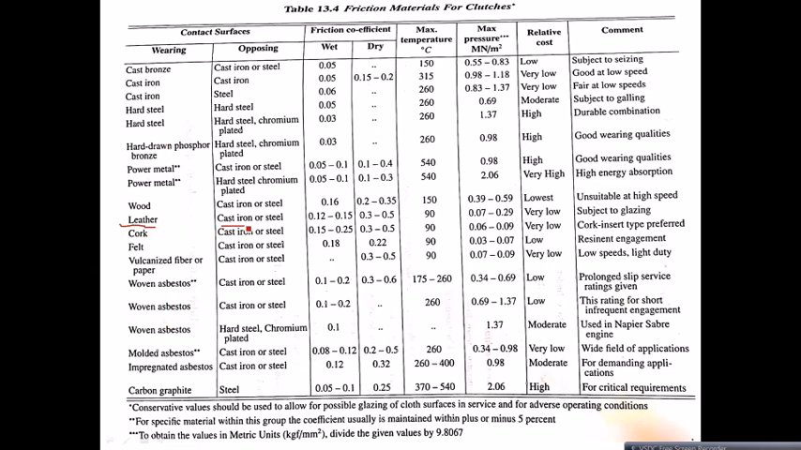We'll consider the values from table number 3.4. Now in this case I have selected leather here, cast iron or cast steel. For wet condition, the coefficient of friction is 0.12 to 0.15. For dry condition it is 0.3 to 0.5, and the maximum working temperature is 90 degrees Celsius, and the maximum pressure is 0.07 megapascal to 0.29 megapascal. And relatively, the cost is very low.